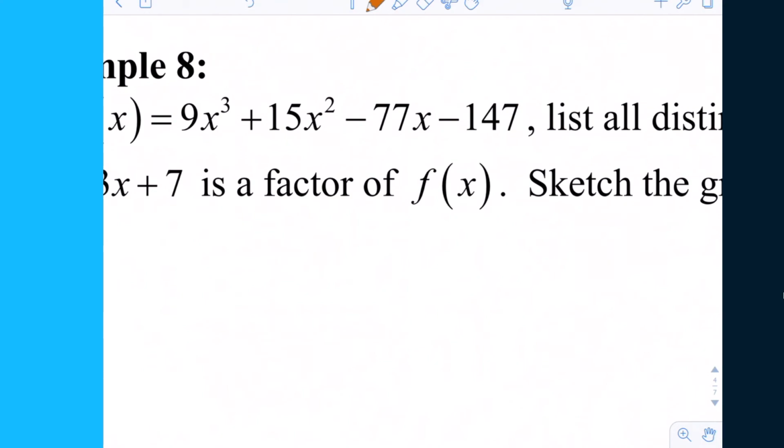Now, 147, someone last period optimistically said, that one's prime. And I wish it was. But it's not. It's divisible by 3 because its digital index is divisible by 3. What is the digital index of 147? 12. And what's the digital index of 12? 3. How do we do that? We just add all the digits together. 7 plus 1 is 8. 8 plus 4 is 12. And then if you get another 2-digit number, add those together.